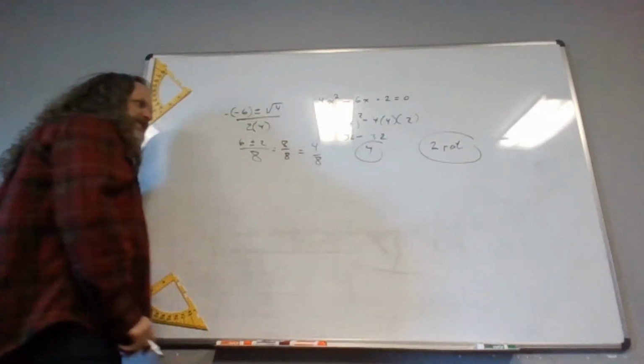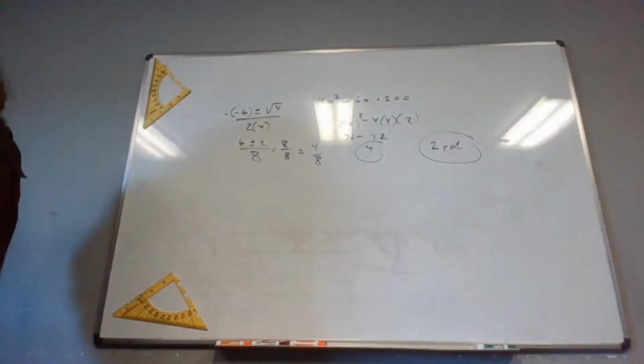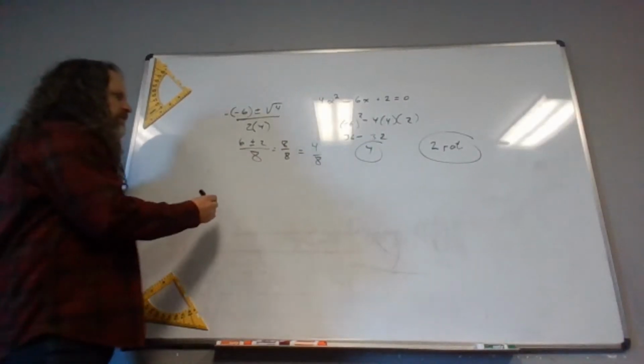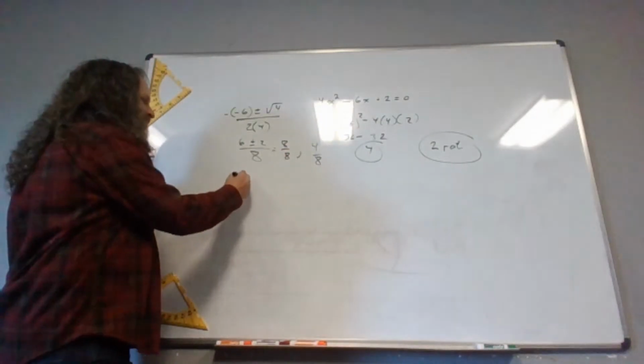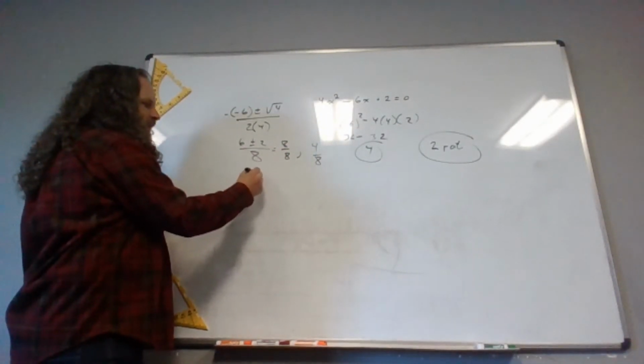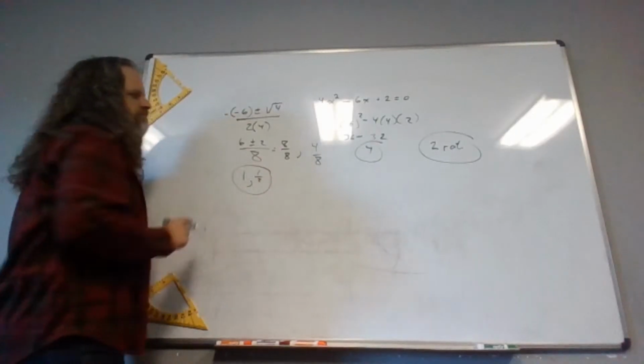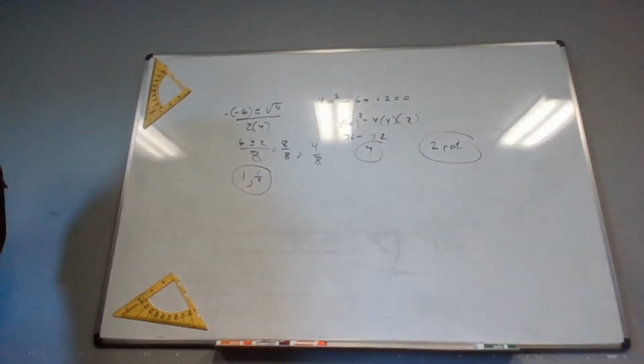So our reduced final answer for part C is what? 1 and 1/2. I don't know why I wrote equals. How about comma? 1 and 1/2. Because 1 doesn't equal 1/2. That's false. I don't know if y'all knew that or not.